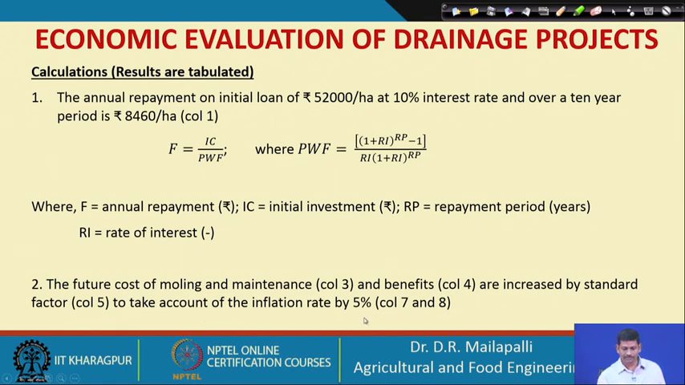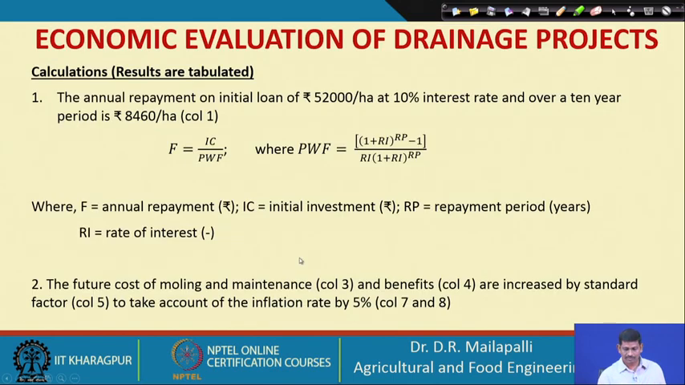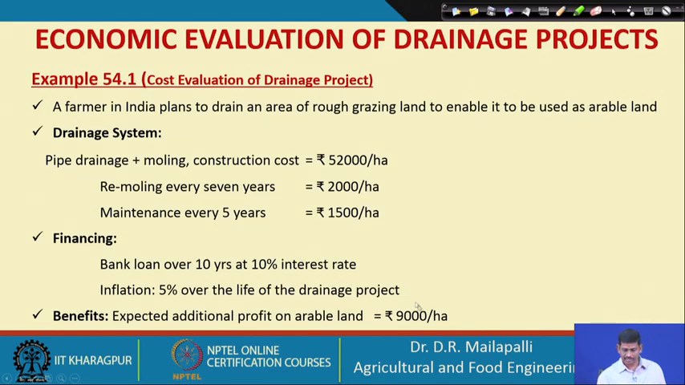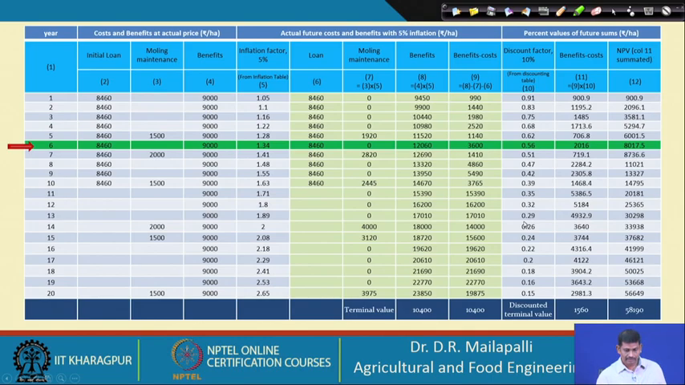Column number 4, this is the benefits. So, that is what he initially is expecting, these benefits. So, maintenance and molding in column number 3, benefits in column number 4, and the inflation factor, that is 5%.